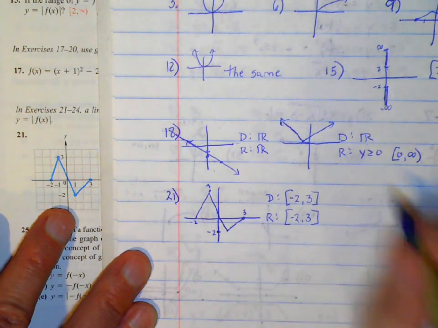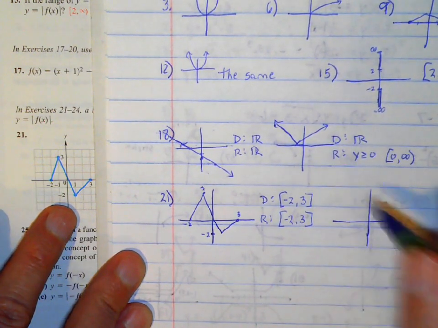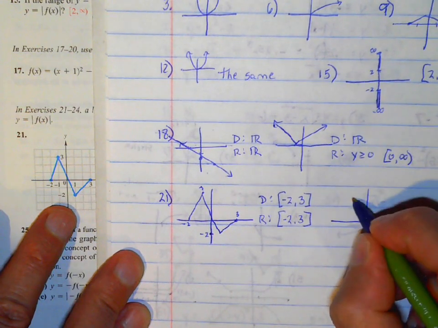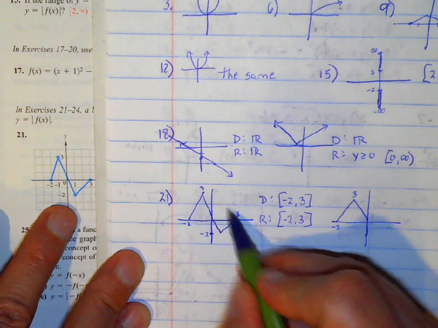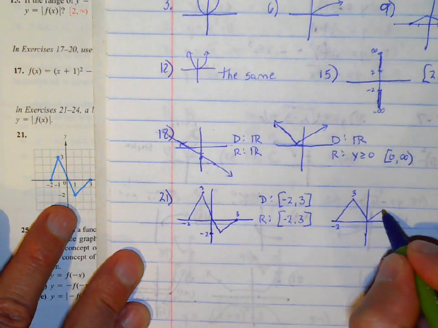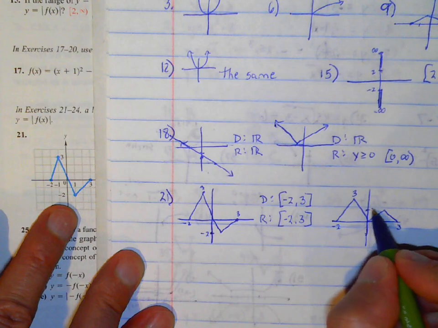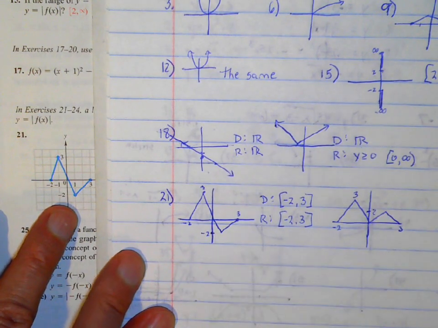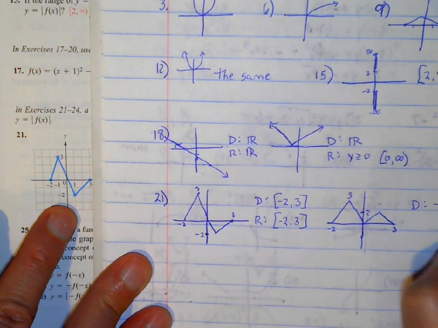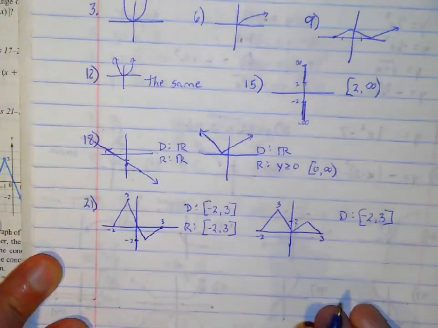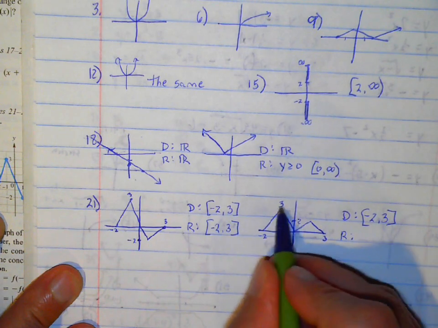Now, the absolute value of this: this part stays the same. But this part, all this negative, has to reflect up to be positive. And that would be a height of 2 because I was down at -2. So if you think about the domain of this, it would be from -2 to 3 again. And the range goes from 0 all the way up to 3.